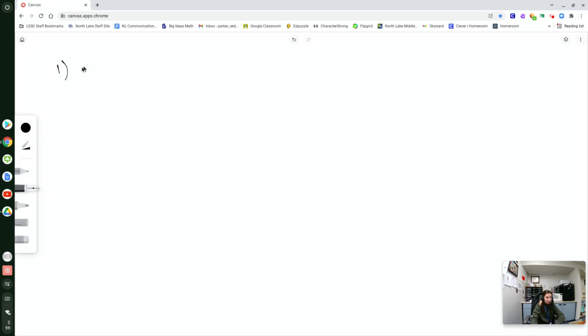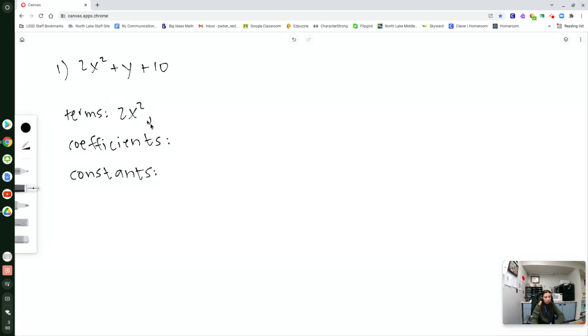So number 1 asks us to identify the terms, coefficients, and constants of this expression. And the expression is 2x squared plus y plus 10. So the terms are the parts separated by addition or subtraction symbols. So first I have 2x squared, then I have y, then I have 10.